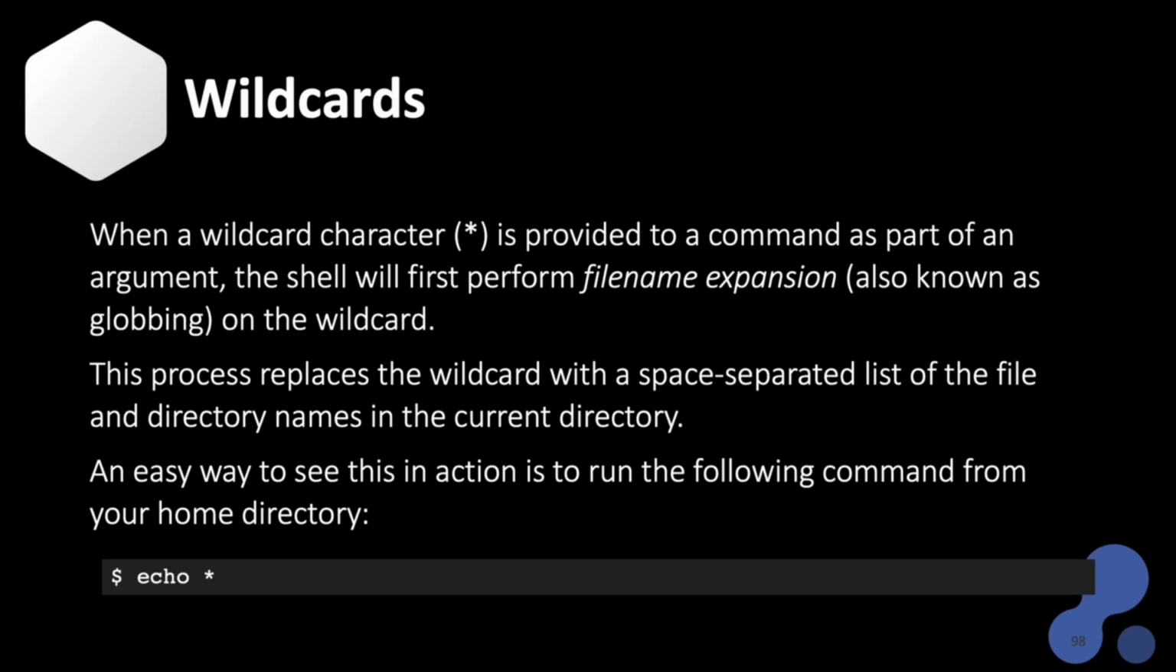Wildcards. When a wildcard character, usually an asterisk, is provided to a command as part of an argument, the shell will first perform filename expansion, also known as globbing, on the wildcard. This process replaces the wildcard with a space-separated list of the file and directory names in the current directory. An easy way to see this in action is to run the following command from your home directory: echo space asterisk.